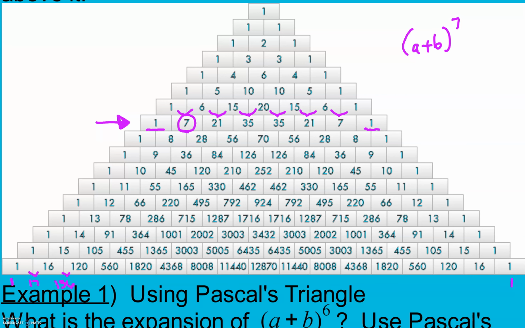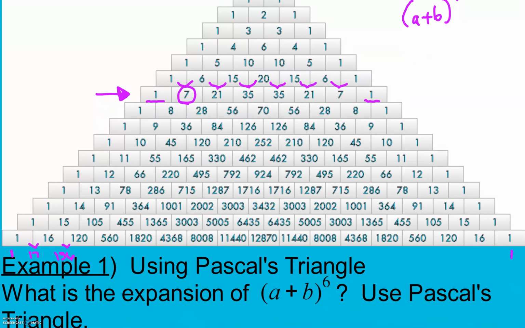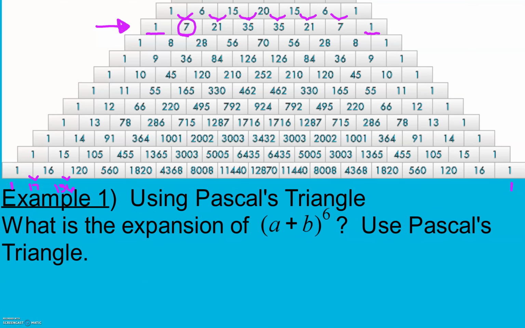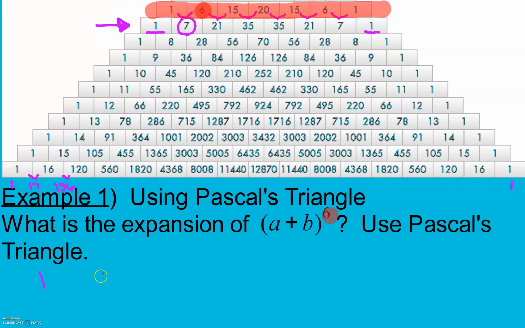Okay, so for the expansion of a plus b to the 6th power, we're going to use Pascal's triangle here. We want the 6th power, so we're going to match that here with our 6th row. 1, 6, it's actually our 7th row, but the one with the 6 in it is what we're looking for. Okay, 6 is our second number. So my coefficients I'm going to write down first. I'm going to give each one of them a column. 6, 15, 20, 15, 6, 1.